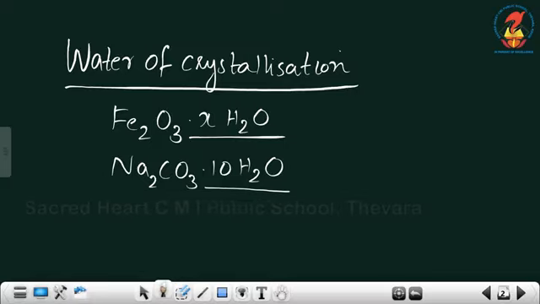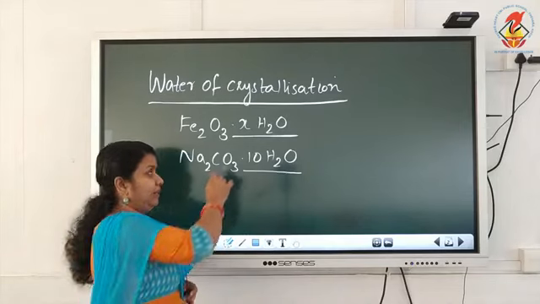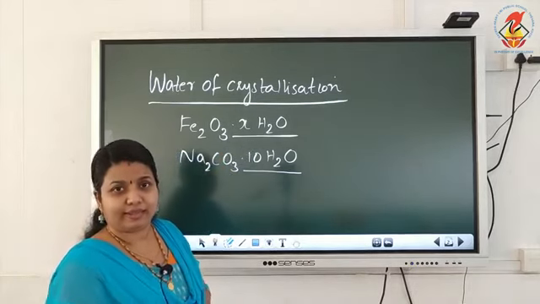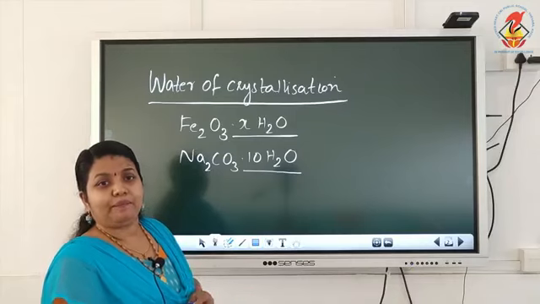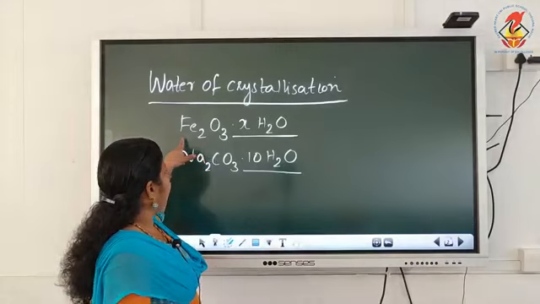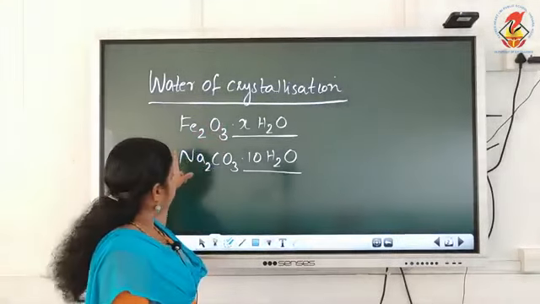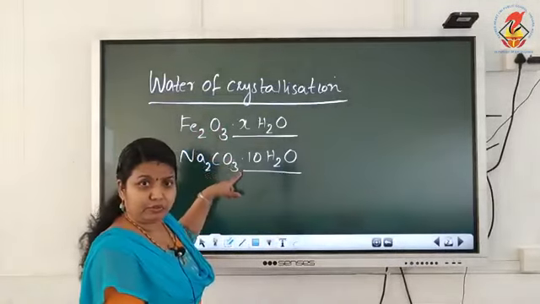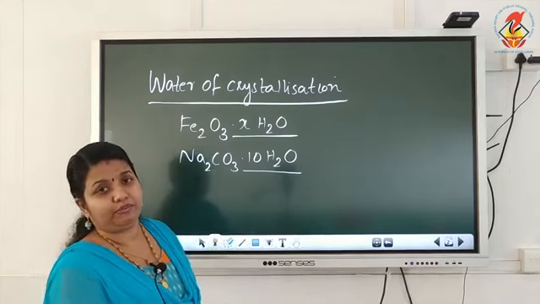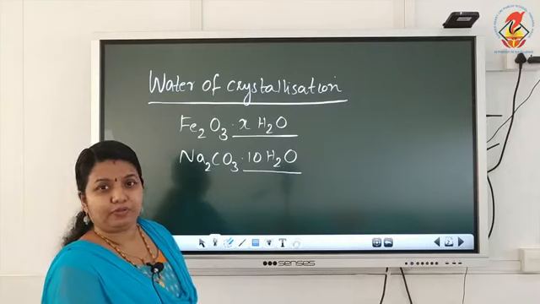Within the crystal structure of the molecule, there are water molecules trapped. We call it water of crystallization. Here it is 10 molecules of water, but in rust the number of water molecules is not fixed, so we write it as x. So this is the number of water molecules present in one formula unit. One formula unit of rust is Fe2O3. One formula unit of washing soda is Na2CO3. The number of water molecules present in one formula unit of a substance is known as water of crystallization.